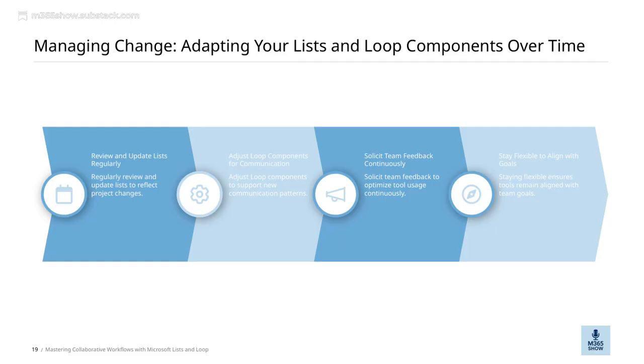And of course, we need to review and update our lists on a regular basis. Projects evolve, priorities shift, and our lists should reflect those changes so everyone stays on the same page. Overall, by staying flexible and continuously refining our approach, we can ensure that our tools truly support our team's goals and help us work more effectively together.